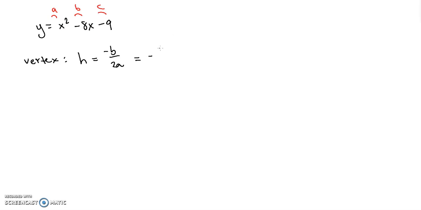I'm going to have negative negative 8 over 2 times 1. That's going to come out positive. 8 over 2 is 4. And then to get the k value of the vertex, I'm going to plug that back in. So I'm going to have 4 squared minus 8 times 4 minus 9. I got some big numbers going here. Okay, 16 minus 32 minus 9. So that's going to be negative 25.